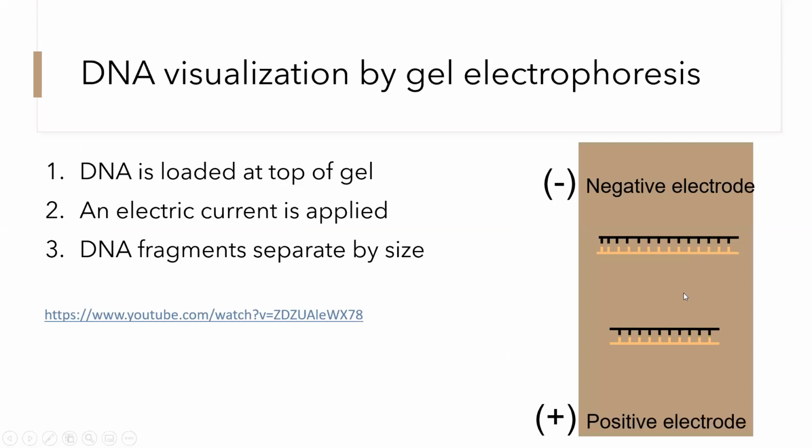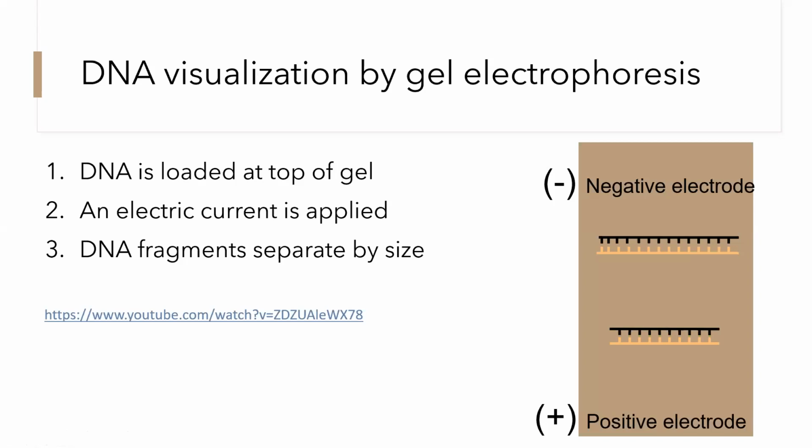Okay, so first we're going to talk about how DNA visualization by gel electrophoresis works. First things first, you are going to make a gel. This gel is made out of agarose. It's a jelly-like substance that hardens a bit. It has this weird consistency of Jello, but like Jello when you don't add enough water. So it's kind of tough.